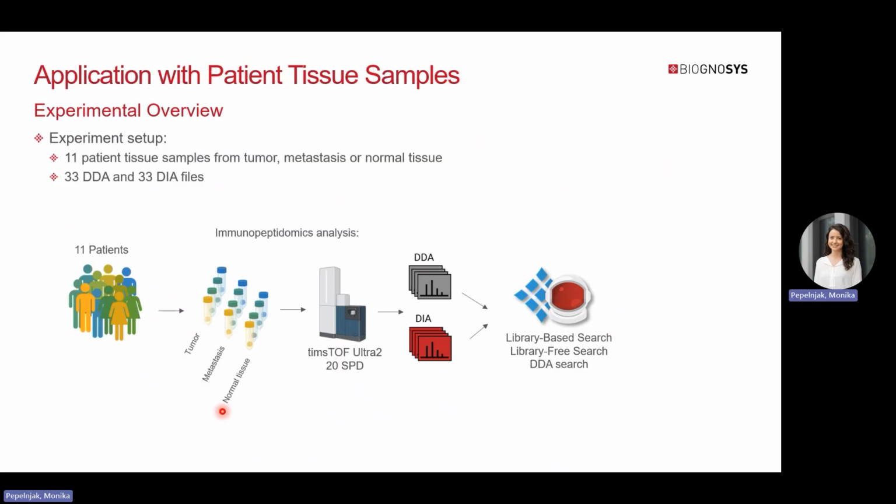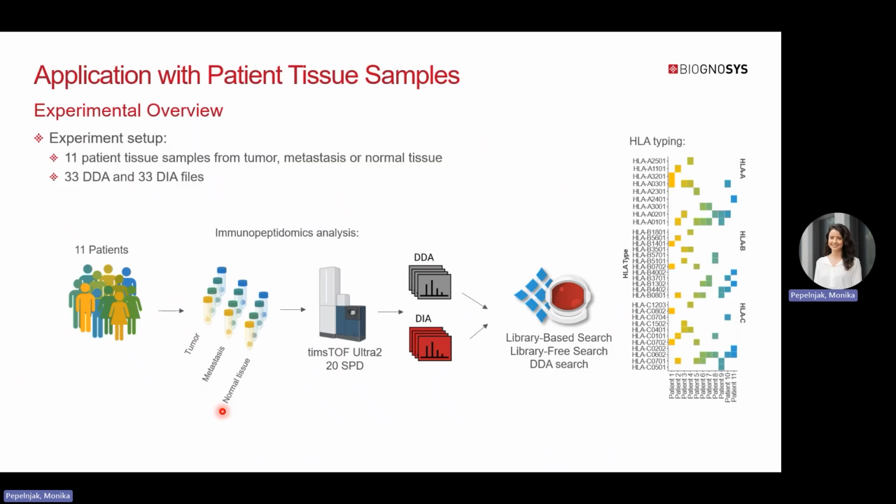The samples were also HLA typed. So you can see for all the patients, we had information on which HLA alleles they had. And I hope you can appreciate that the patients were very different from each other. We had a wide variety of different alleles that were all analyzed together.